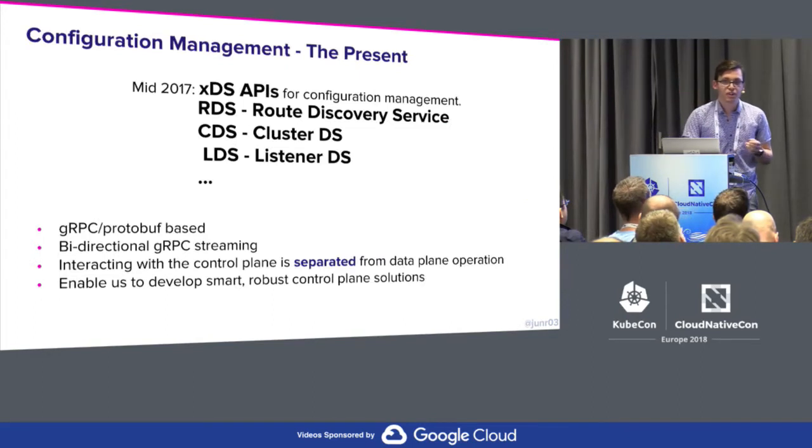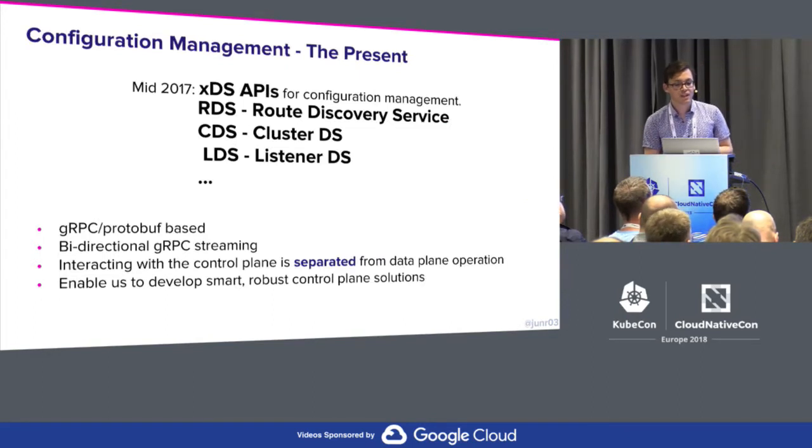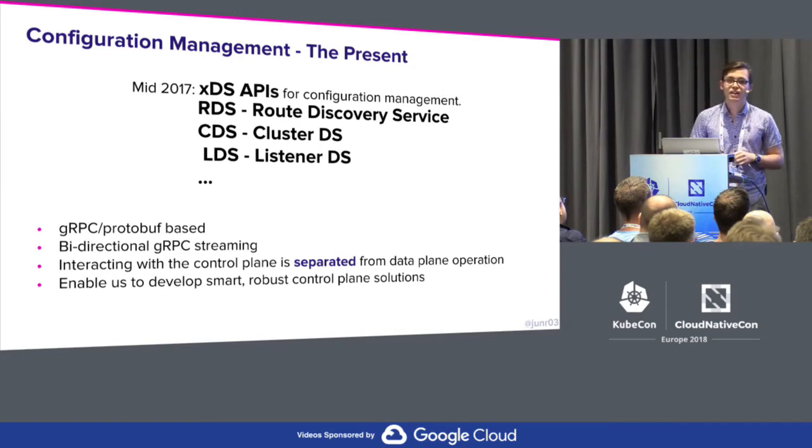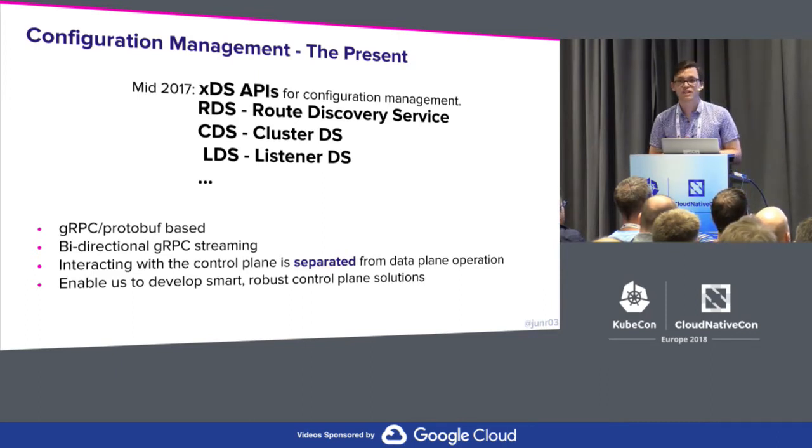So where did that put us? In the middle of 2017, Envoy created a set of APIs called the XDS APIs. And this is a family of APIs for configuration management. So you might imagine we have route discovery service, cluster discovery service, listener discovery service, etc., so that a configuration service can provide these types of artifacts out to service proxies dynamically.